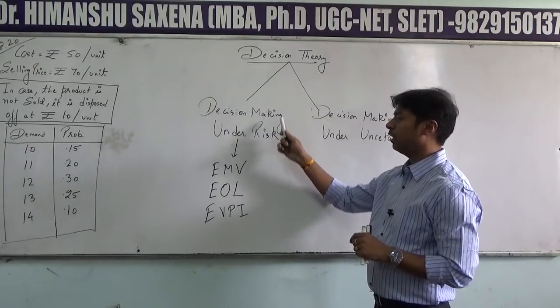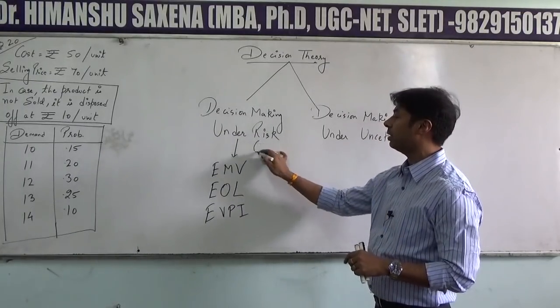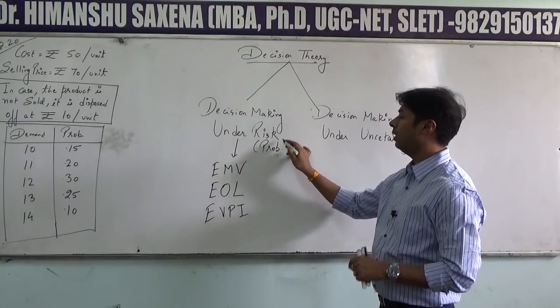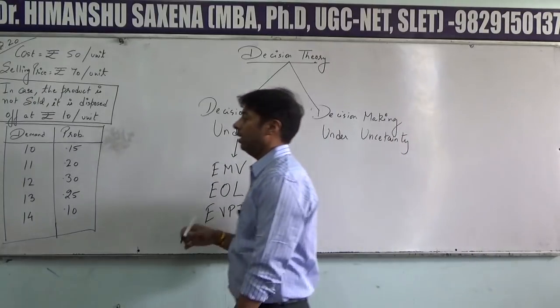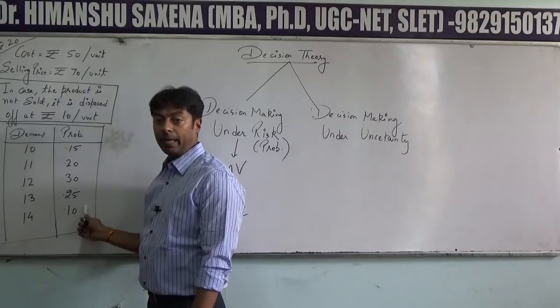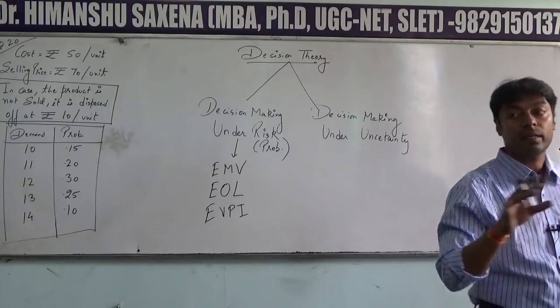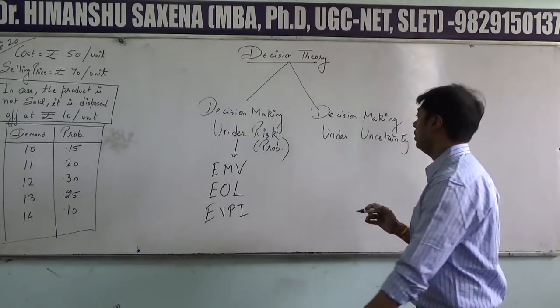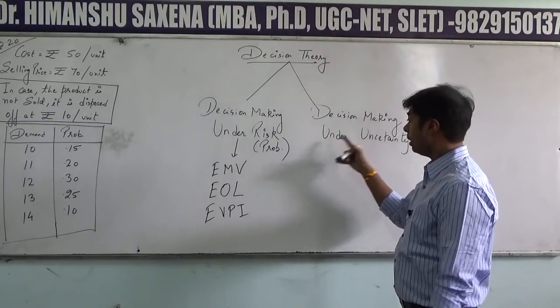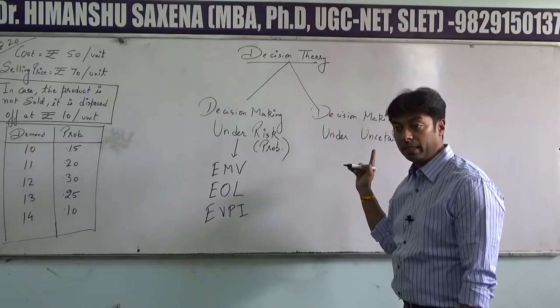But remember, decision making under risk refers to those cases where probabilities are given. Like in this case, today probabilities are supplied to you. So the topic for today is decision making under risk. In the next lecture, we will be covering decision making under uncertainty.